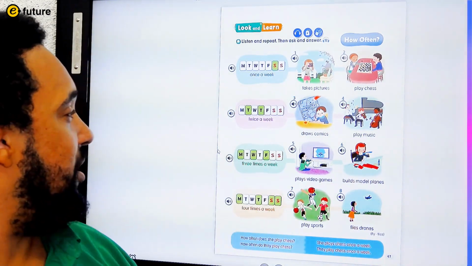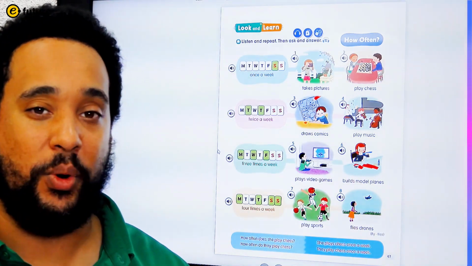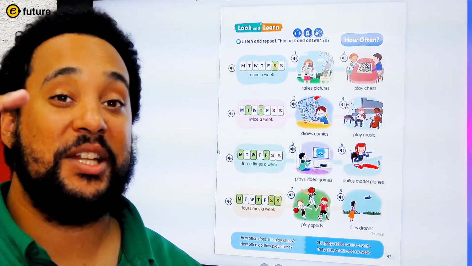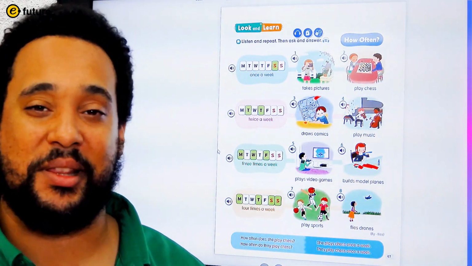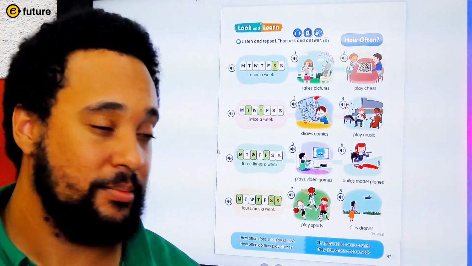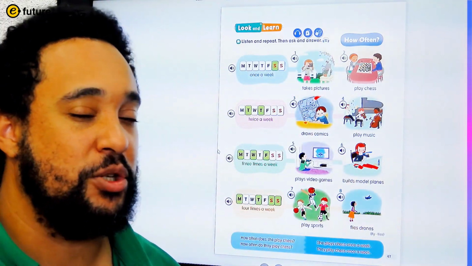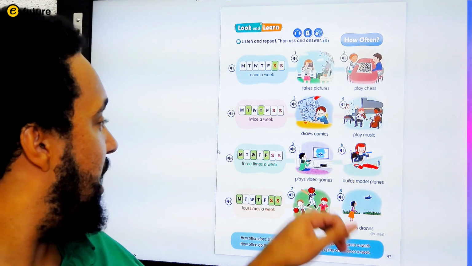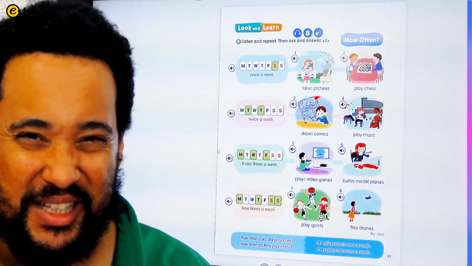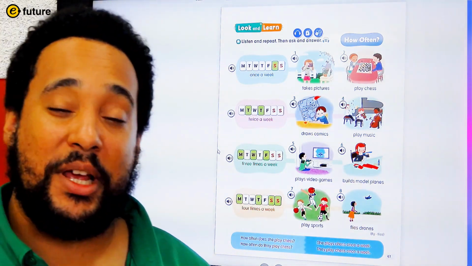So something that is important here to notice, we don't say 1 time a week or 2 times a week. We say once a week, twice a week. But once we get to 3, we start just using the numbers again. So 3 times a week, 4 times a week, right? So once and twice, remember, those are special. Okay, so slightly different.